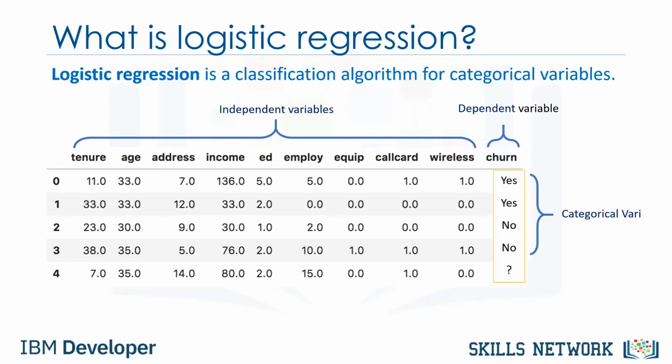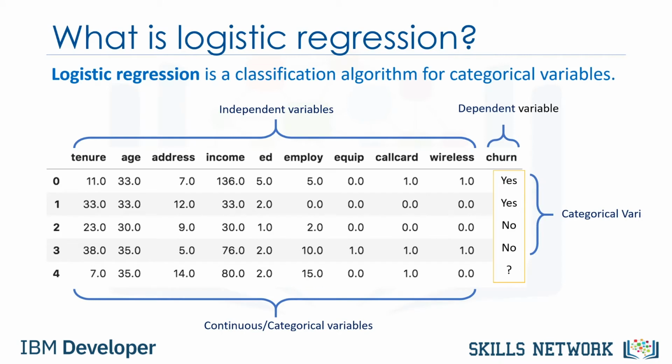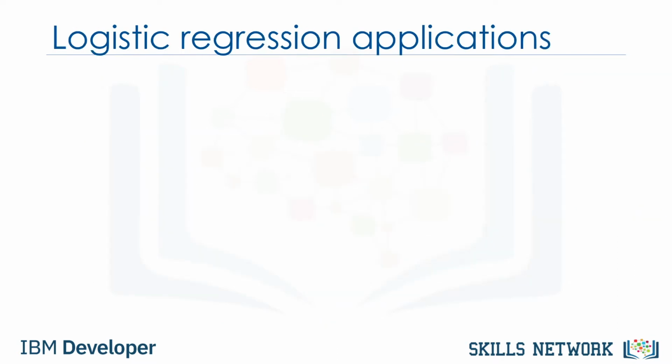In logistic regression, independent variables should be continuous. If categorical, they should be dummy or indicator coded. This means we have to transform them to some continuous value. Please note that logistic regression can be used for both binary classification and multi-class classification. But for simplicity, in this video, we'll focus on binary classification. Let's examine some applications of logistic regression before we explain how they work.